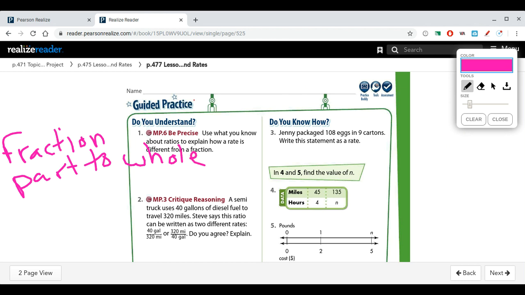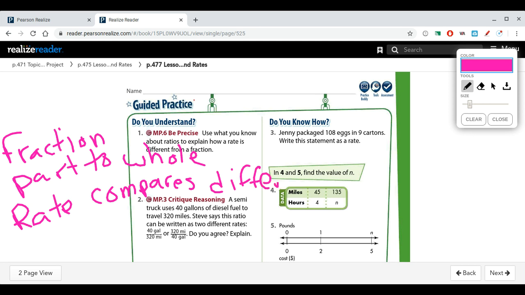A rate compares different quantities. So I'm comparing minutes to miles traveled. I'm comparing miles per gallon. I'm going to be comparing miles to hours. So I'm comparing different things. Cost per pound. Those are all different things that I am going to be comparing when I compare a rate.